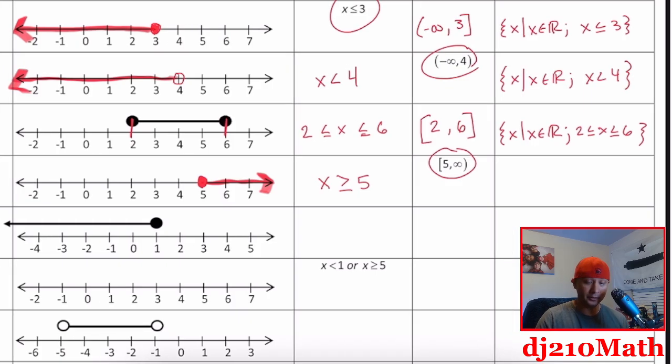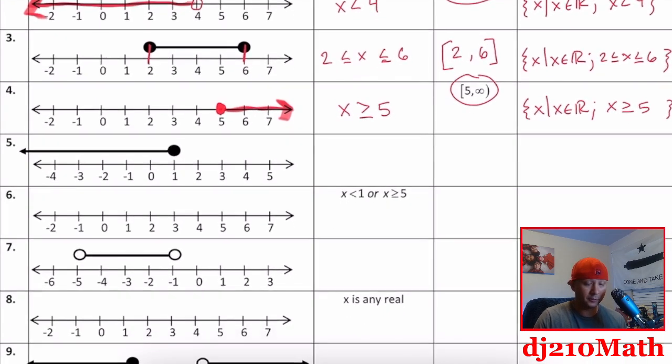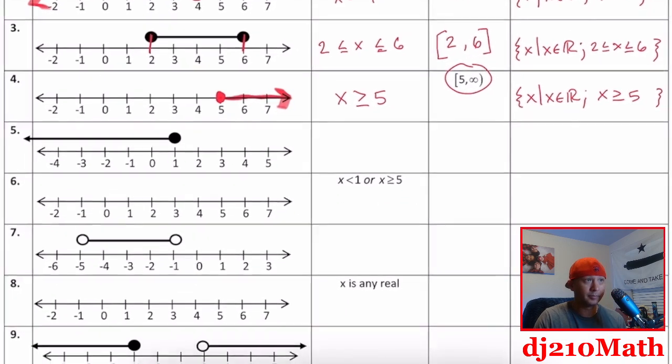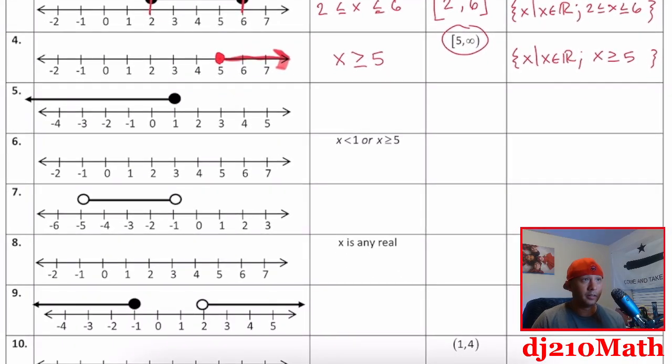All right, set notation for this is going to be curly bracket. And again, x, that's the variable we're dealing with. And x is a real number. We know that x is greater than or equal to 5. Hopefully the pace isn't too fast for you guys. You can always pause it. Moving up. All right, number 5. Again, here we're given the graph.